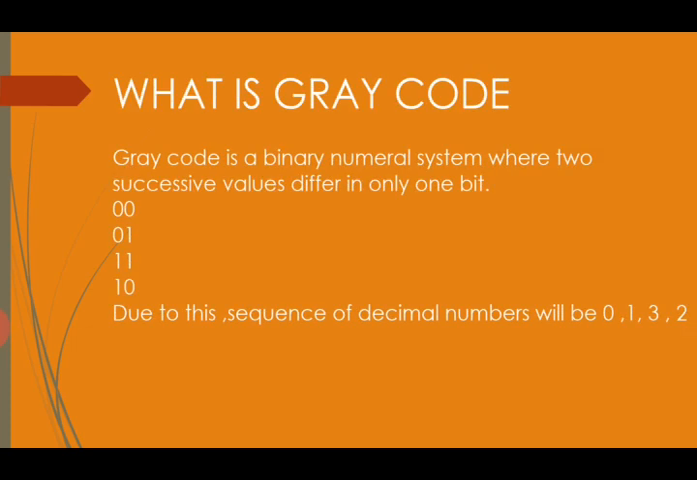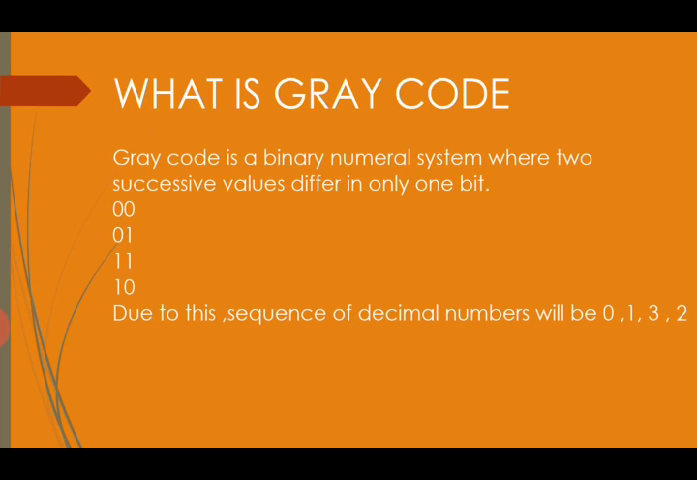Now students, let's talk about gray code. What is gray code? Let me explain to you. Gray code is a binary numeral system where two successive values differ in only one bit. And you can observe here, that's why I've written these combinations in different rows. Now 0 0, 0 1. So when you talk about 0 0 and 0 1, you will find that the last bit has changed its state and the first bit is still 0.